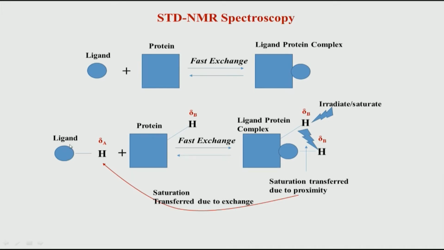Now, the question is, why do we need a fast exchange? What if it was a slow exchange? That means, suppose a ligand is binding tightly.